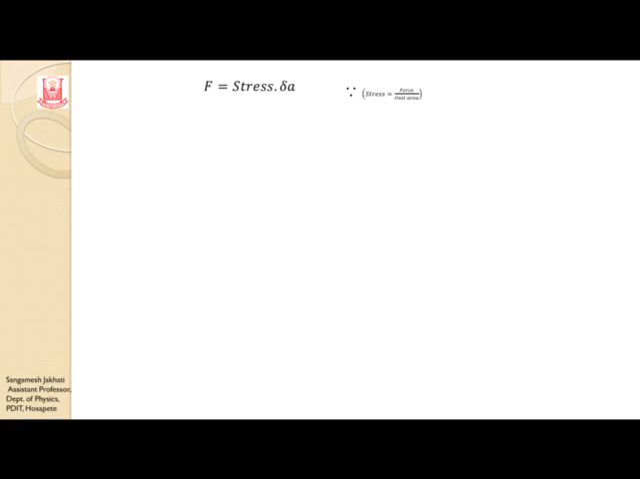The basic definition of a stress is force per unit area. Here delta A is a small elemental unit area, and delta represents a small value. So stress is equal to force per unit area. If I keep force on one side and bring the remaining terms to the other side by cross multiplying, force becomes equal to stress into unit area. So F is equal to stress into unit area, that is delta A.